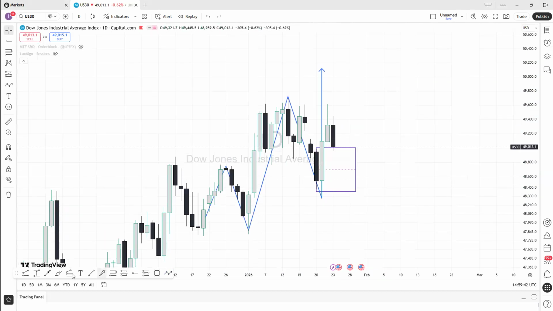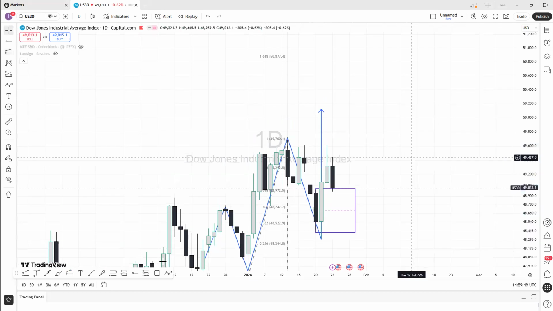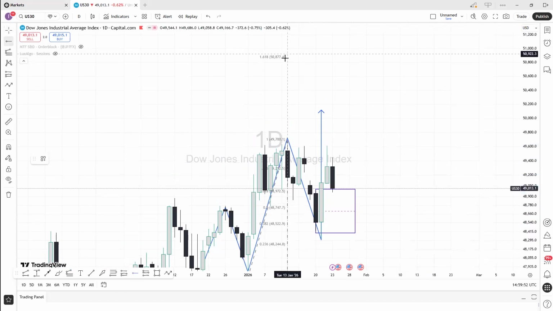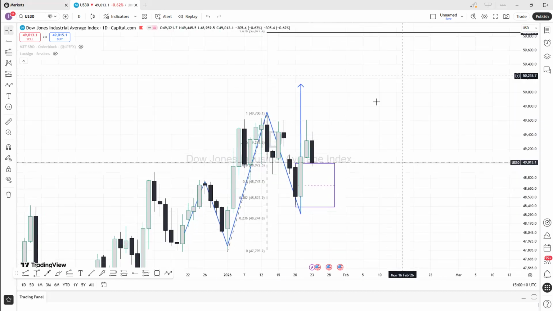When you use the extension tool, you can draw like this, and then you can recognize that the next extension level is around that area. So the first key level is around that 50K, and then taking profit number 2 will be on that 5855, okay? That is the next take profit area.